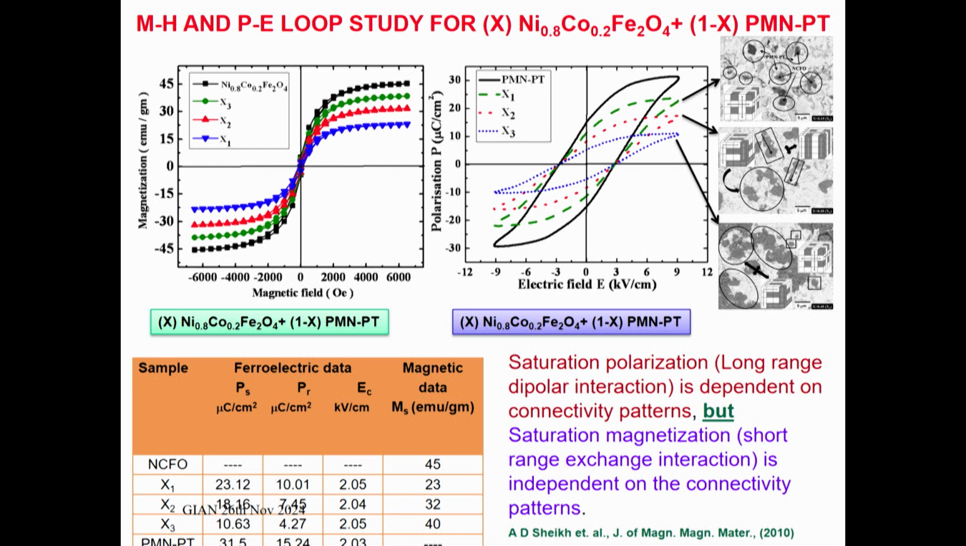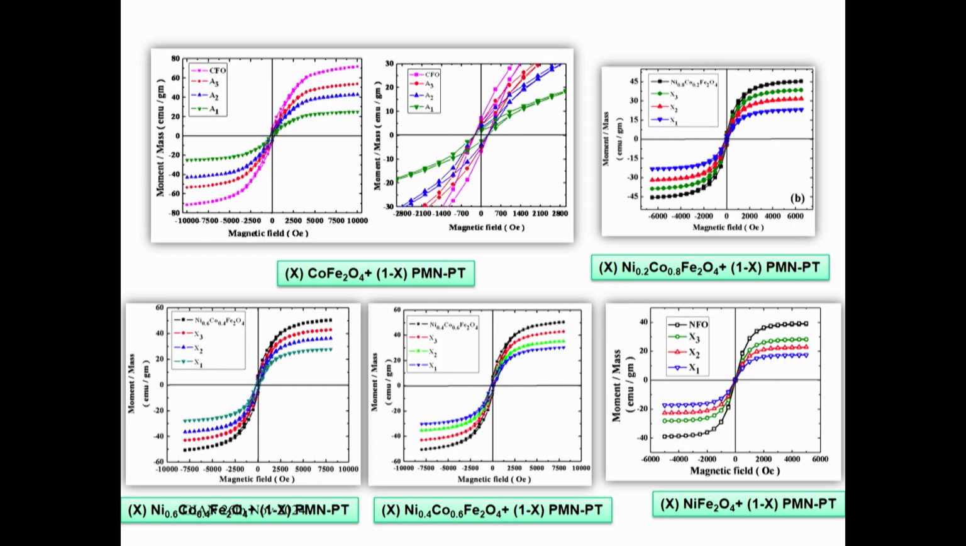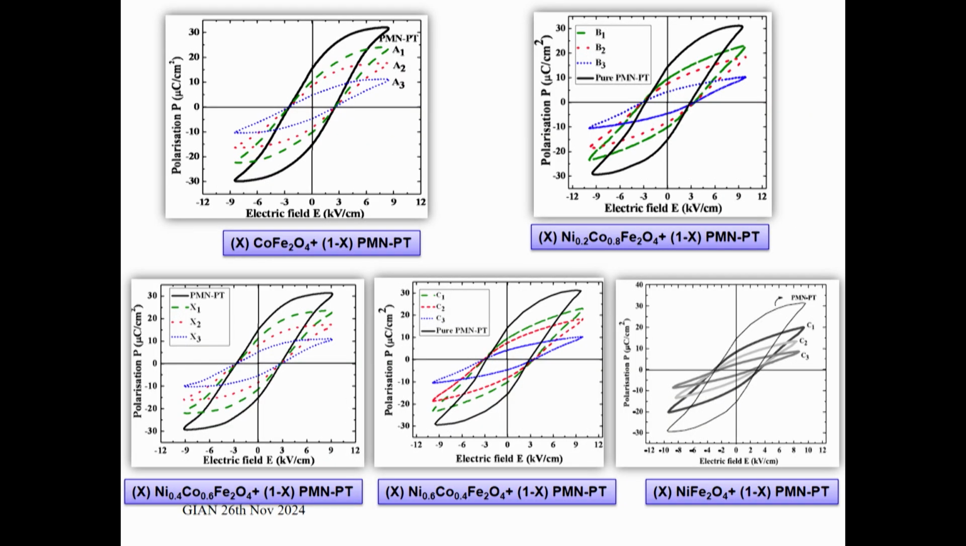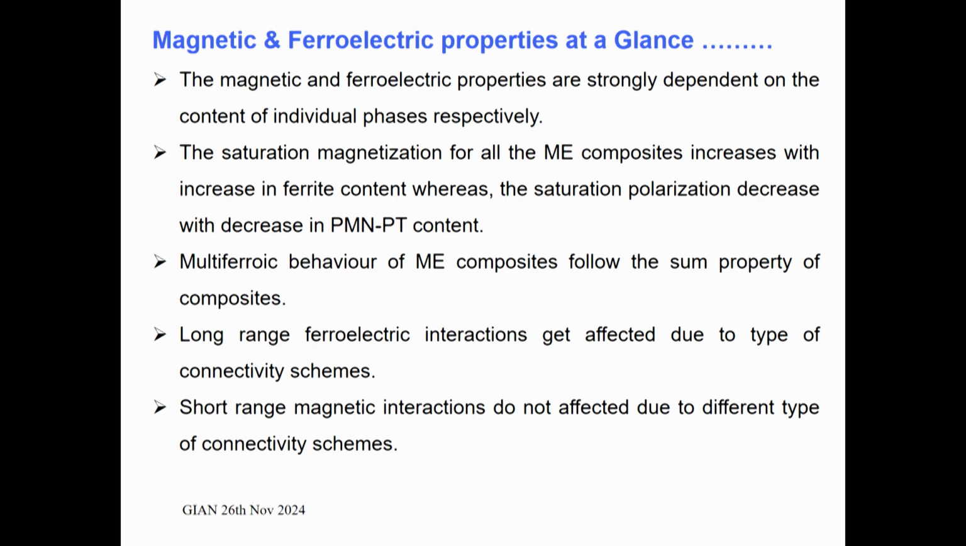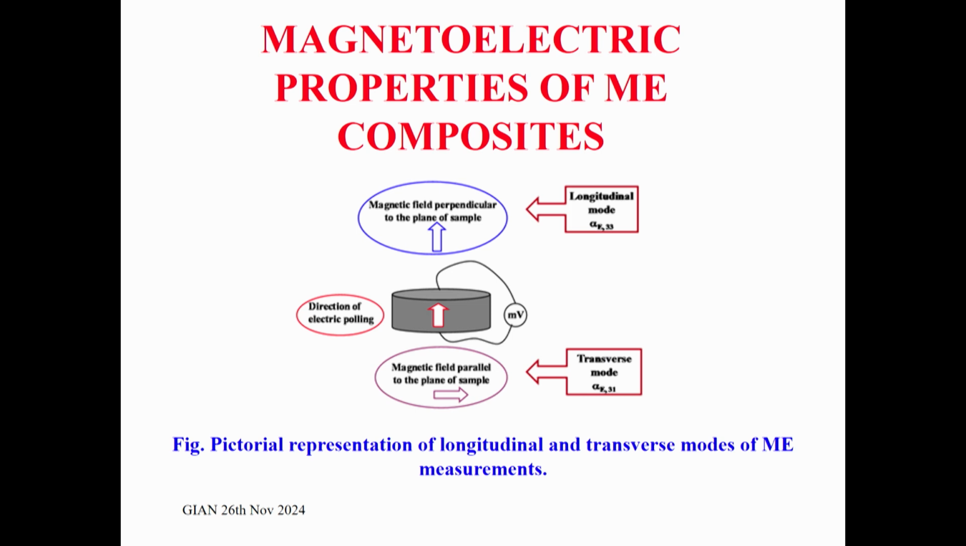It should have both ferroelectricity and magnetism, and this is the proof that the composite we have made has both kinds of ordering. This is the detailed analysis. It has ferroelectricity as well as ferromagnetism, and the connectivity plays an important role. And this is the magnetoelectric response of what is here.